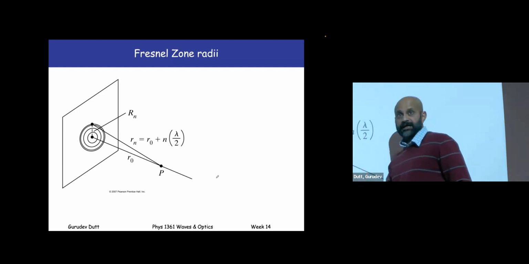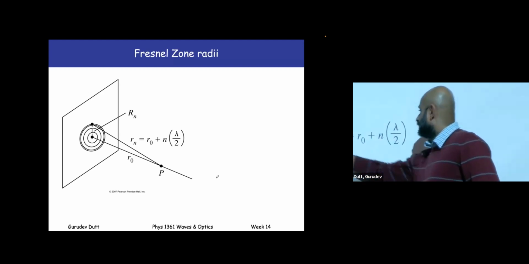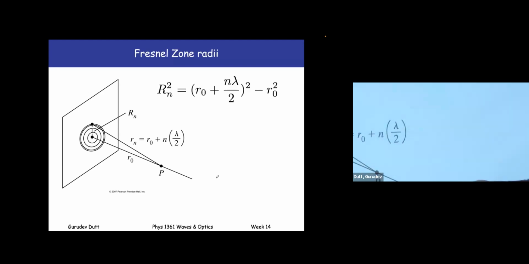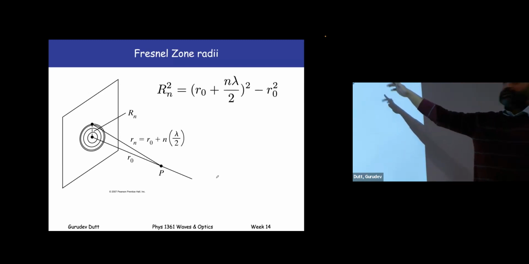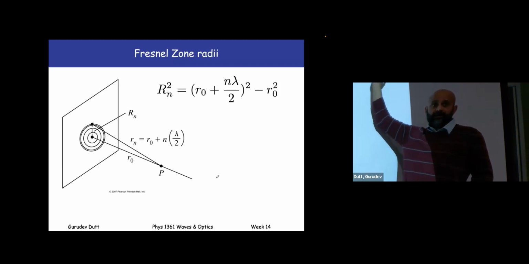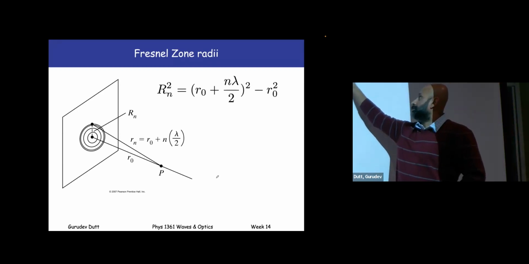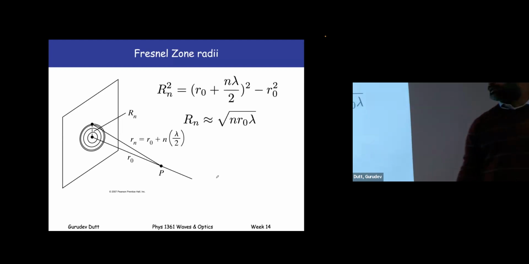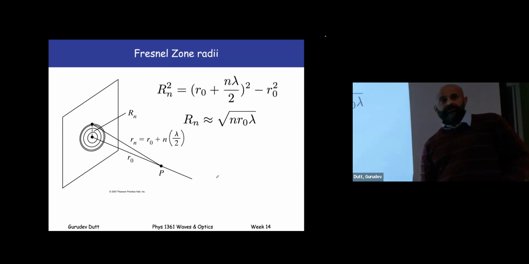Well, as you can probably tell from this construction, we can immediately calculate from Pythagoras theorem in this triangle that Rn, the radius of the nth Fresnel zone, is simply R naught plus N lambda over 2 whole squared minus R naught squared. Okay, so just expand this, and the R naught squared cancels. Then you're left with a term which is N lambda times R naught plus a term which is N lambda over 2 the whole square. And that term is much smaller than N lambda times R naught. So therefore, Rn can be approximately written as the square root of N times R naught times lambda.